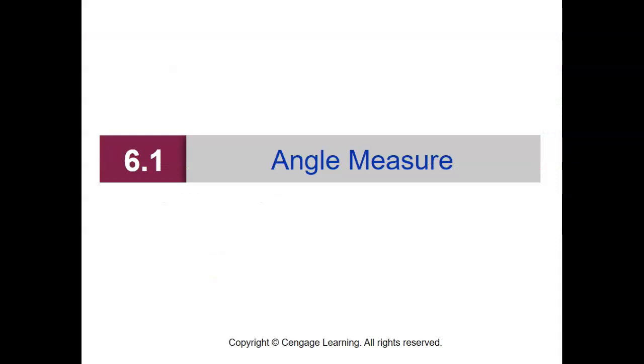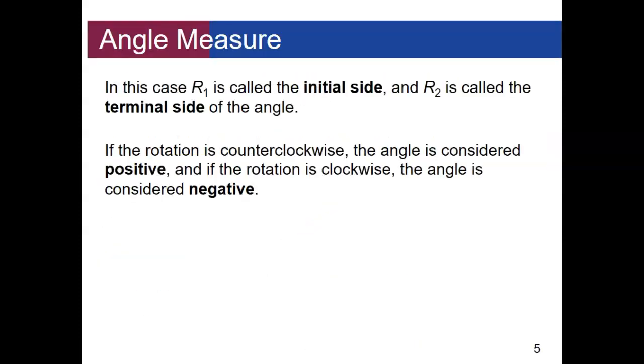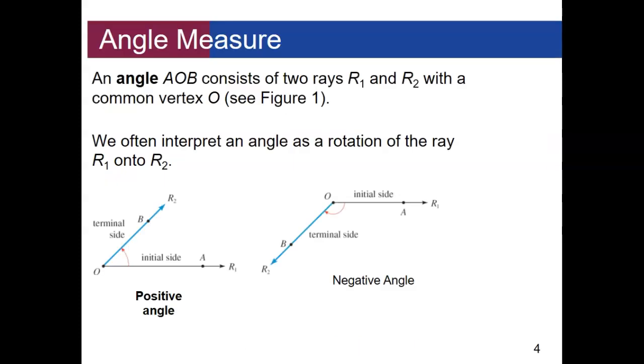Okay, today we're going to be looking at chapter 6, which is going to continue talking about trig functions, but specifically today we're going to be talking about angle measures. Okay, so an angle measure consists of 2 rays. So we have our initial side that's always going to be positioned here on the positive x-axis. And then we're going to have our second ray, which is going to be the terminal side. So we have the initial side and we have the terminal side.